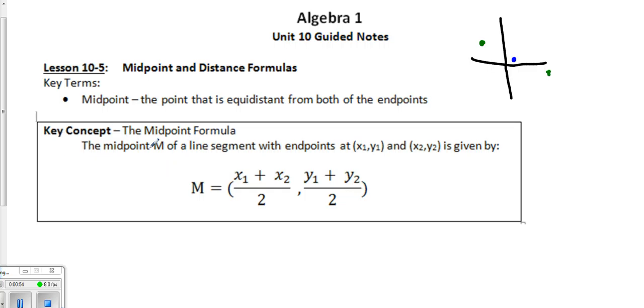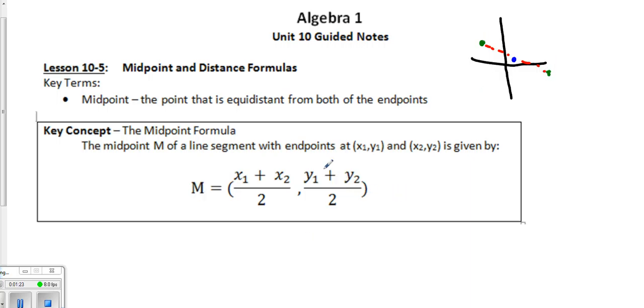So one of our key concepts is the midpoint formula. The midpoint M of a line segment with endpoints at (x1, y1) and (x2, y2) is given by this formula here. What that means is if we were to draw a line going from green point to green point, and this blue one was our midpoint, we would find it by using the x values and y values of this dot and this dot, and you plug them into this formula.